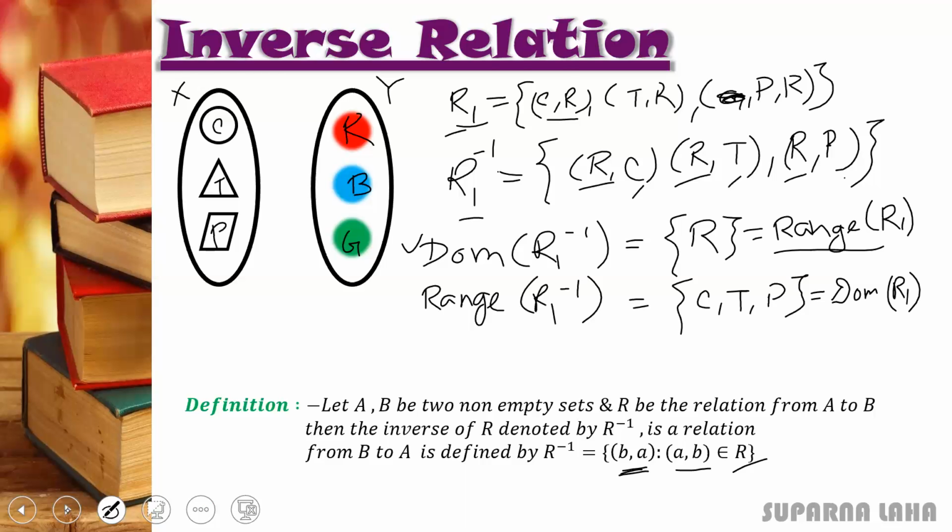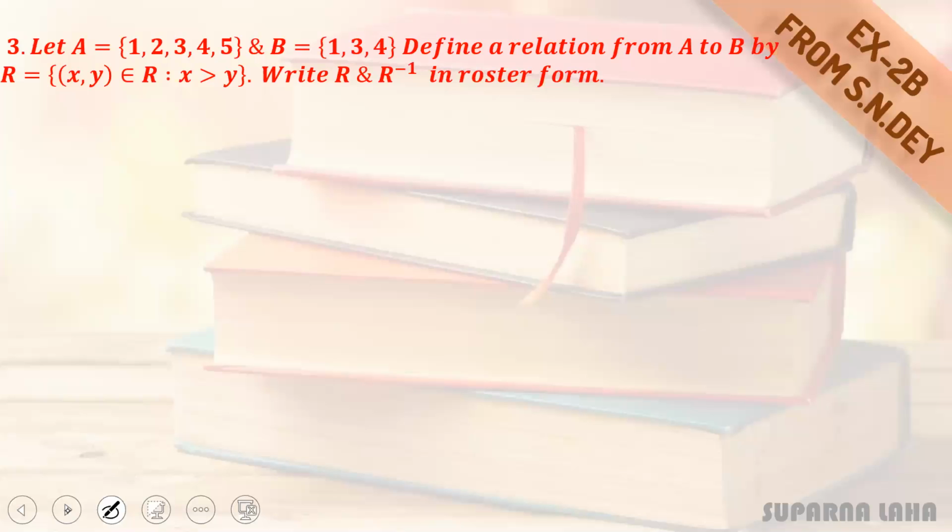So let us solve some problems from exercise 2B from S N D, and in the next class we will solve the problems from NCERT. Let us solve these problems. Let A be {1, 2, 3, 4, 5}. There are 5 elements present in the set A, and B is {1, 3, 4}. Define the relation from A to B by R, where R is x greater than y.